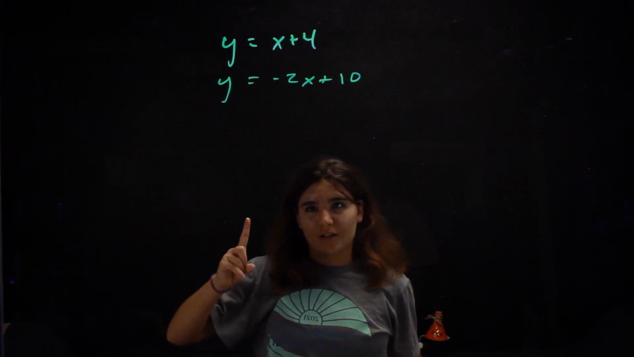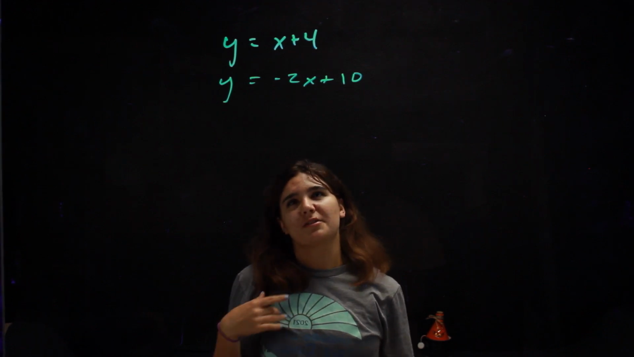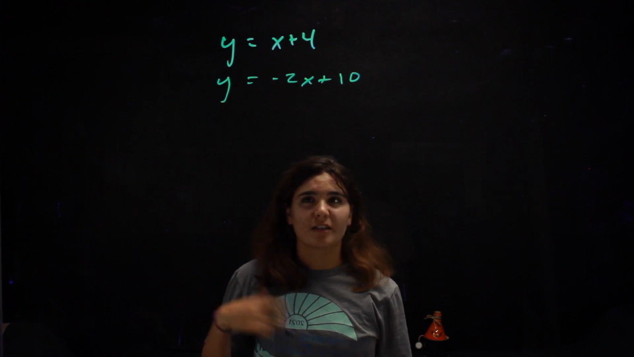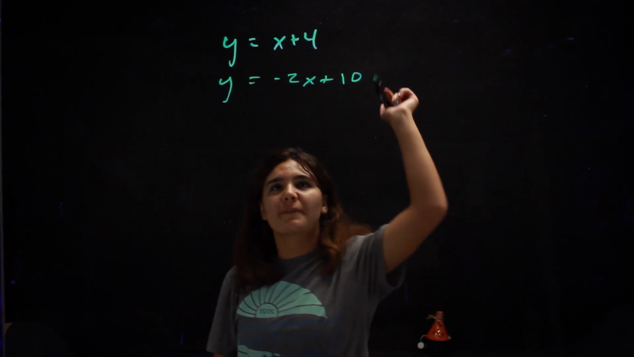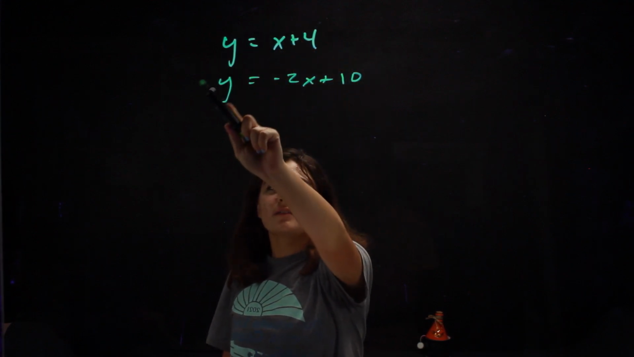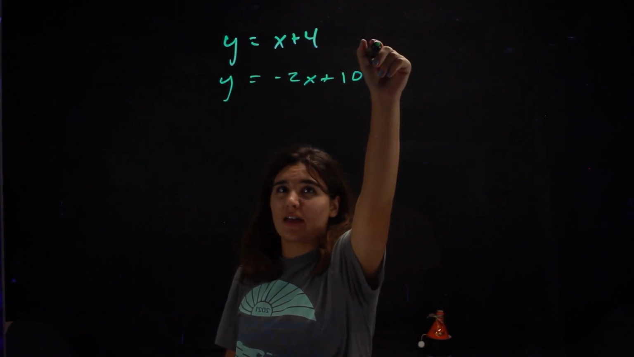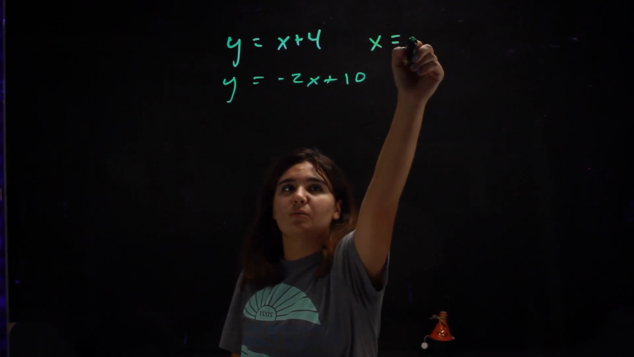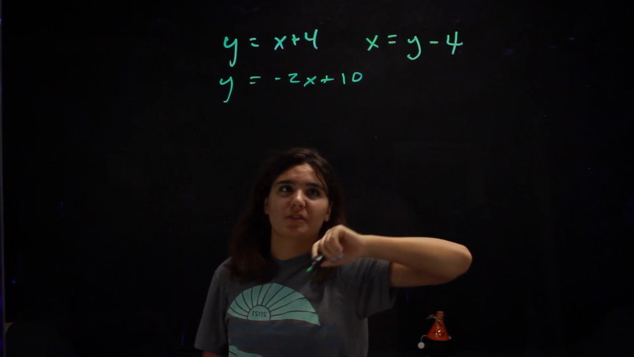There is elimination and substitution. I'm going to teach substitution first just because I think it's a little bit easier to wrap your head around at first, and then I'll go into elimination. So, okay. What we have here is if y is equal to x plus 4, we can also say that x is equal to y minus 4. It's the same thing, just subtracted 4 from both sides.